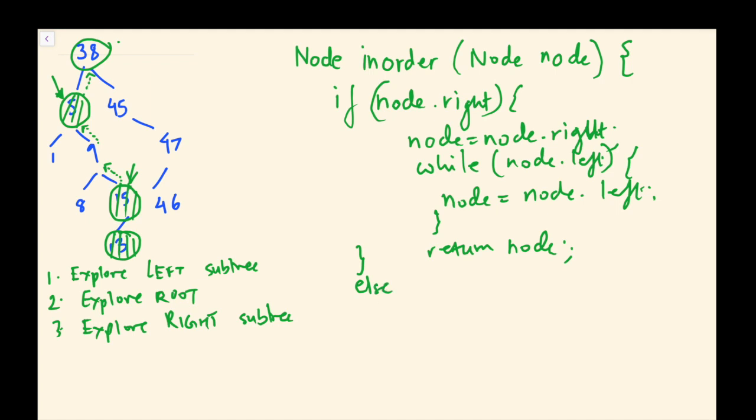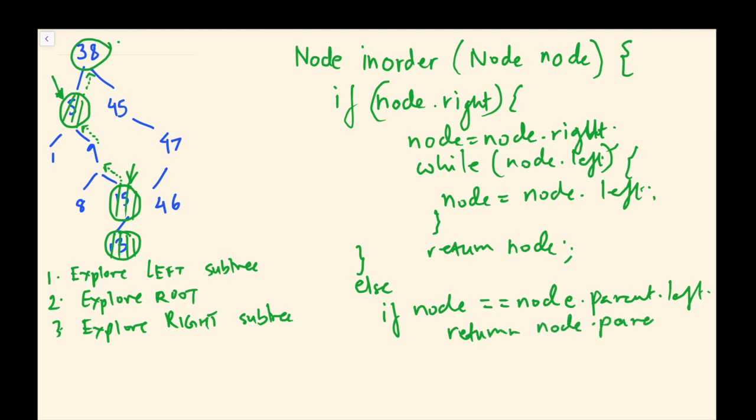Now if that is not the case, we discussed the other example of 13. In this case, the node doesn't have a right subtree, but is it the left child of its parent? So we check whether node equals node.parent.left, and if so, then we simply return the parent as the in-order successor.